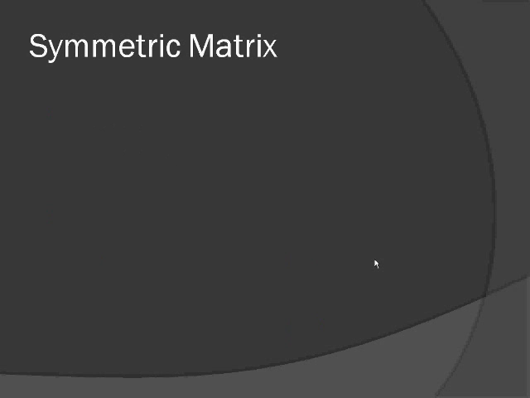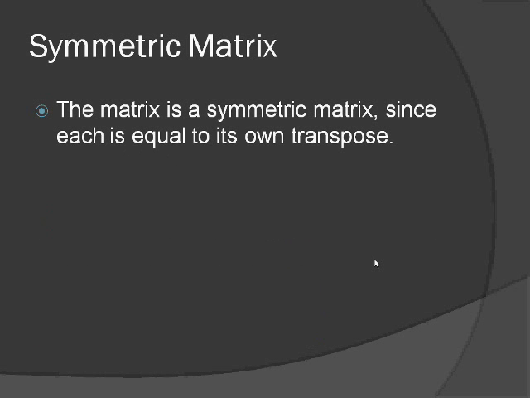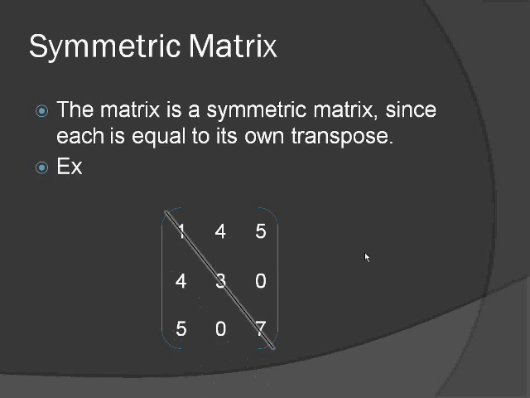Symmetric matrix. A matrix is a symmetric matrix if it is equal to its own transpose. Consider the following example. 4 on the opposite side of the main diagonal is also 4. 5 on the opposite side of the diagonal is also 5. 0 on the opposite side of the diagonal is also 0.